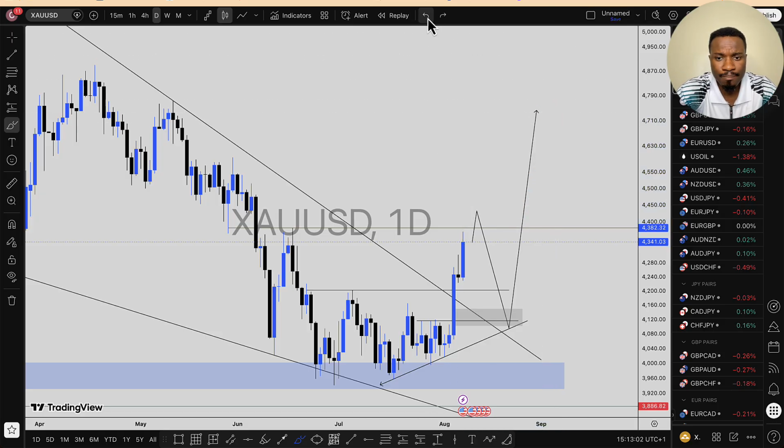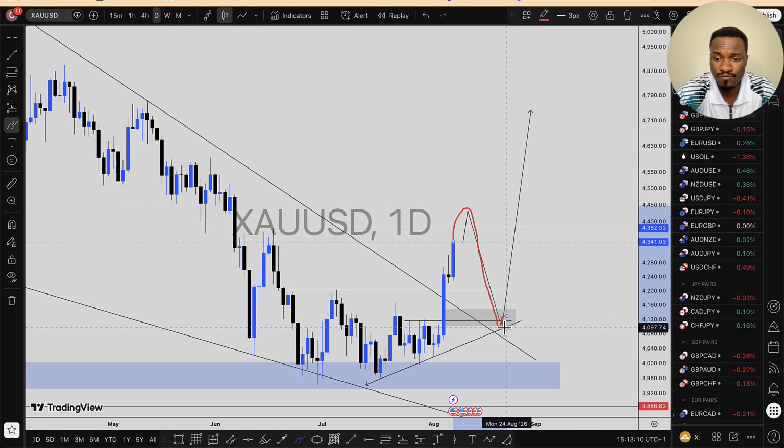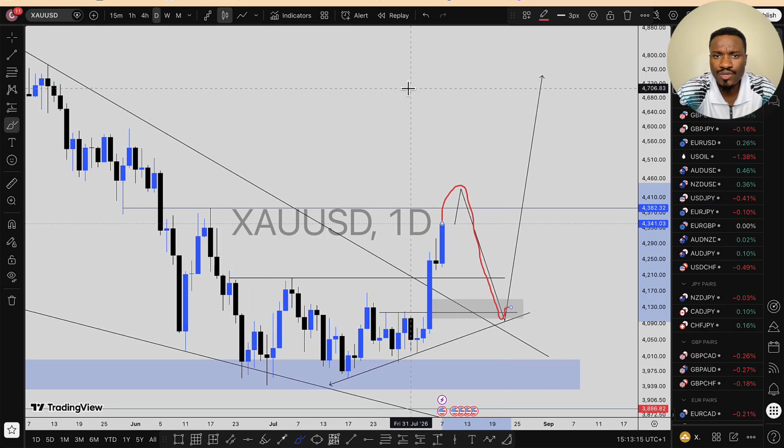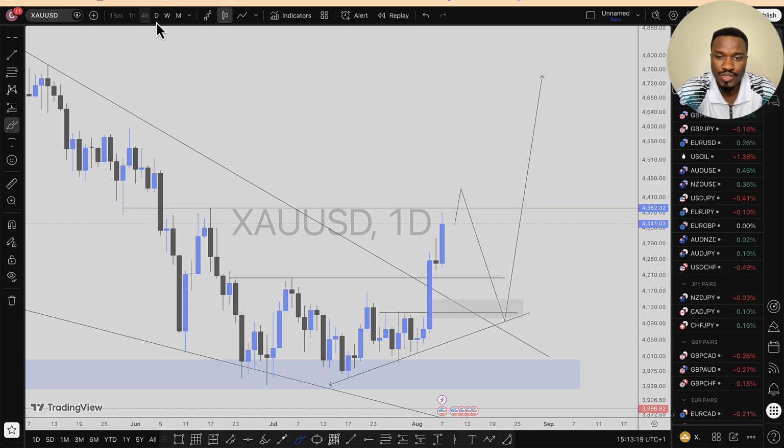But without that happening, if price can sweep this level right here, the next potential level sellers are willing to push price to act at this level right here. You can see that is 4,100/4,140. So if you navigate to the 4-hour chart time frame, you are going to see some levels right here.